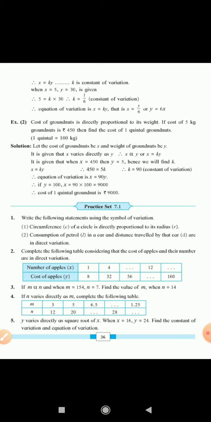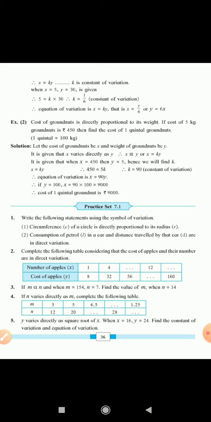Cost of groundnuts is directly proportional to its weight. If cost of 5 kg groundnuts is rupees 450, then find the cost of 1 quintal groundnuts. 1 quintal is equal to 100 kg. So solution, let the cost of the groundnuts be X and weight of the groundnuts be Y. It is given that X varies directly as Y. Therefore, X directly varies as Y or X is equal to KY. It is given that when X is equal to 450, then Y is equal to 5.